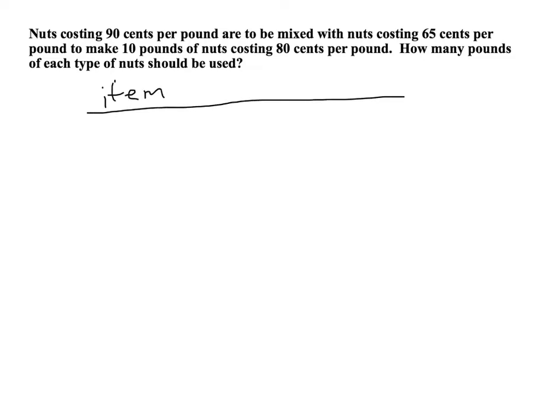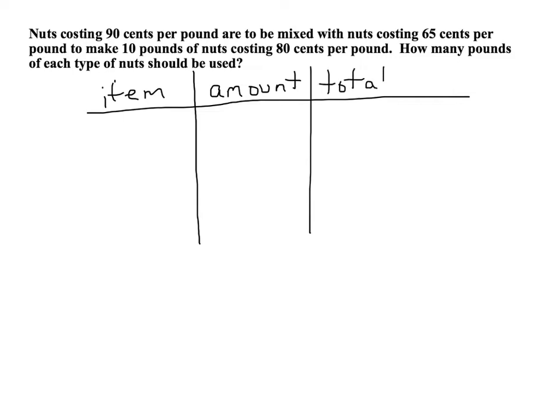I really have 3 different columns that I need to have for my chart. One of the columns is the item column, the second column is the amount column, and the third column is the total column. And this will always be the 3 headings that you will have for a mixture type problem. Then all I'm going to do is start to put in the information. I have a 90-cent item. I also have a 65-cent item.